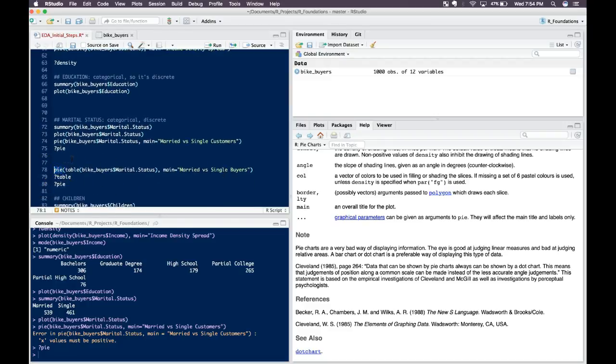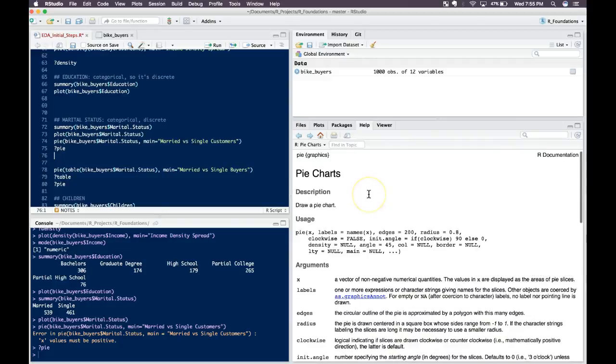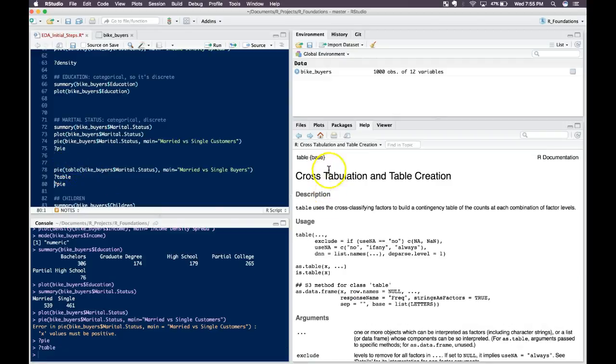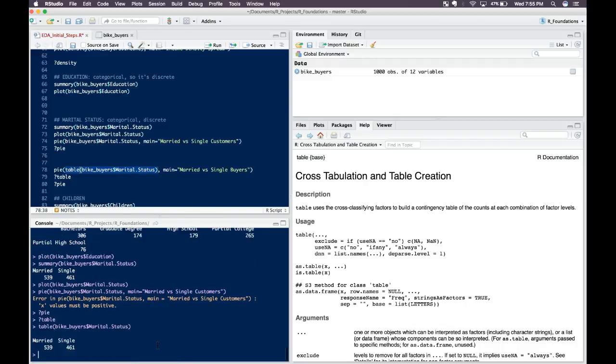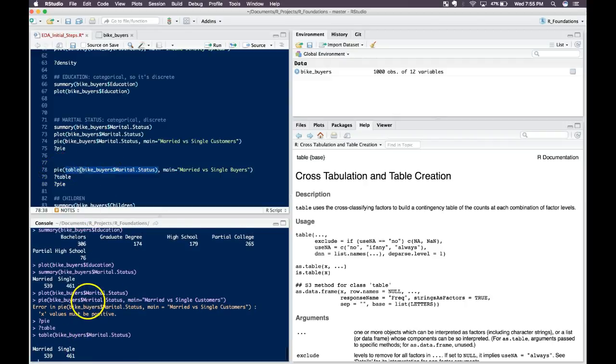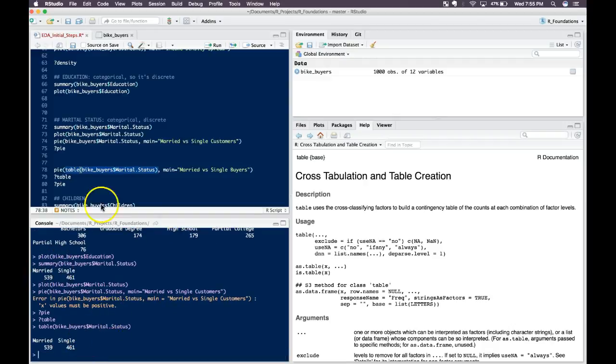So with pie, you have to break these into categories. They're already categories, but you have to put it into a table. It'll only accept a table, which is actually a vector. And so if we look at table, cross tabulation and table creation, here, let's pull this out and just run it down here and see what we get. So it looks the same, but it structures it a little bit differently behind the scenes. It looks the same as this summary function, but it structures it differently.